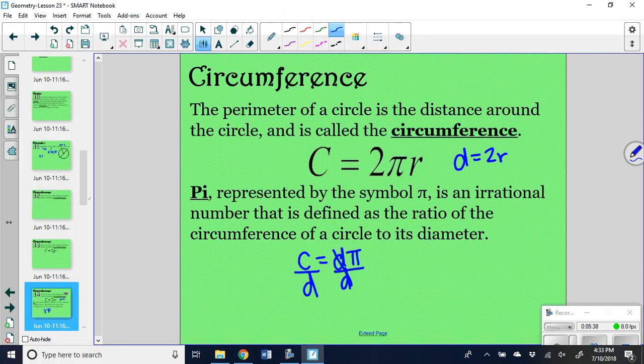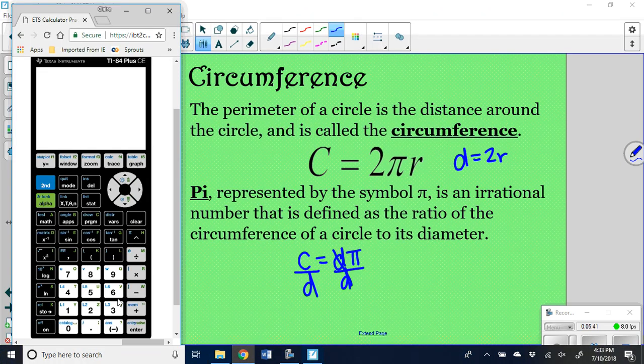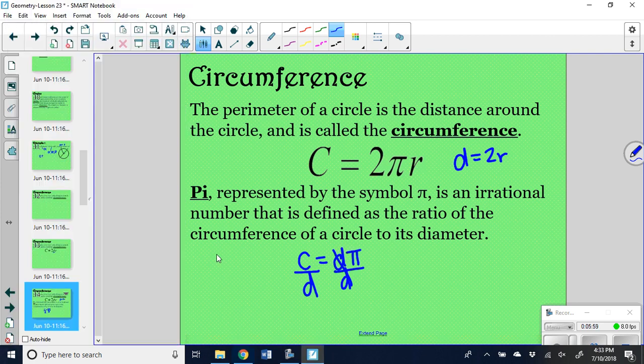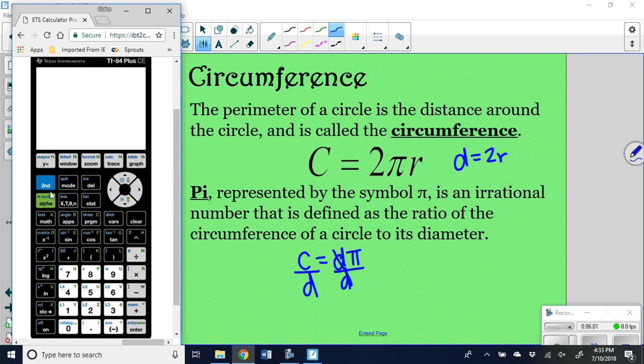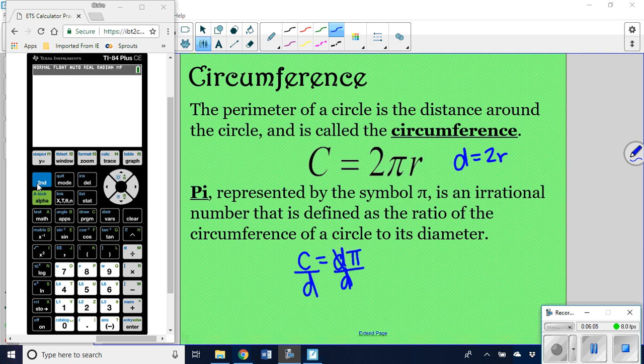On the calculator, if you are using a calculator that's in the classroom, one of those yellow ones, the pi symbol is right here above the divide on the right side, and it's in blue. And that's because the way that you're going to get to it is going to hit the second and the pi button. So you're going to hit this blue button, which is second, and then pi. And that is how you get pi.